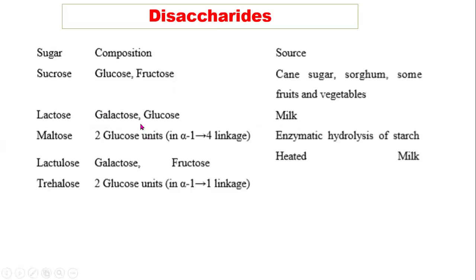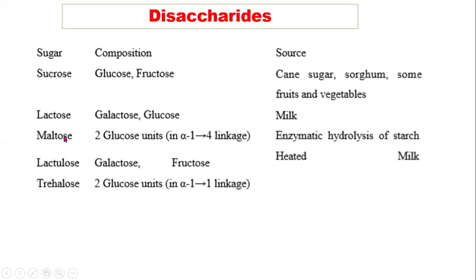So now let's look at the composition of the source of these sugars, their composition, and also the linkage that is found within them. For example, sucrose is a disaccharide, right? So what is it composed of? Glucose and fructose. Where can we find it? We find it in cane sugar, that's the most abundant source. We can find it in sorghum and some fruits and vegetables. What about lactose? Lactose is the sugar found in milk. It consists of one glucose and one galactose residue. So it is found in milk.